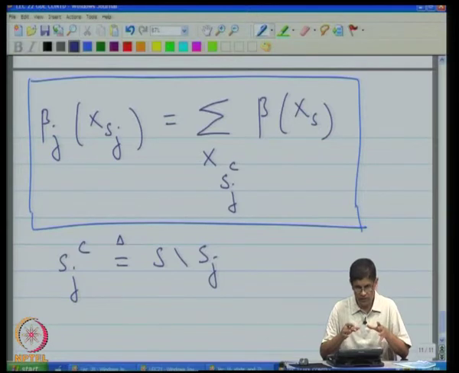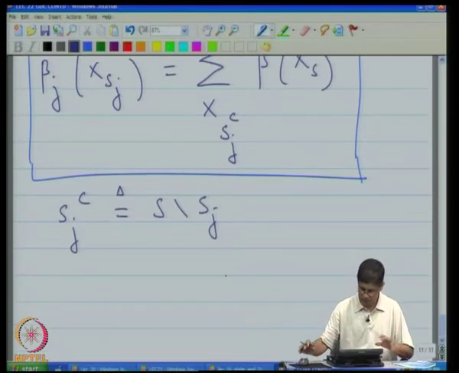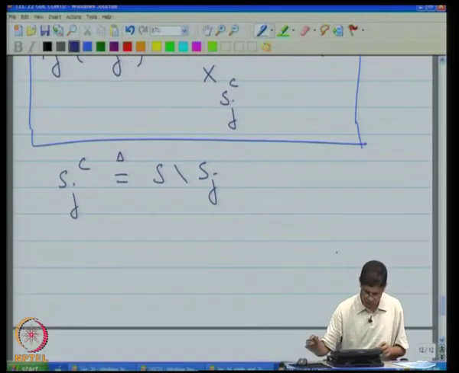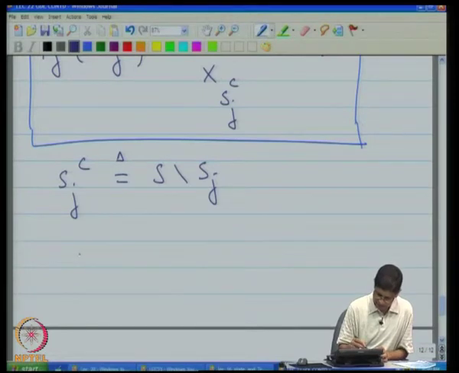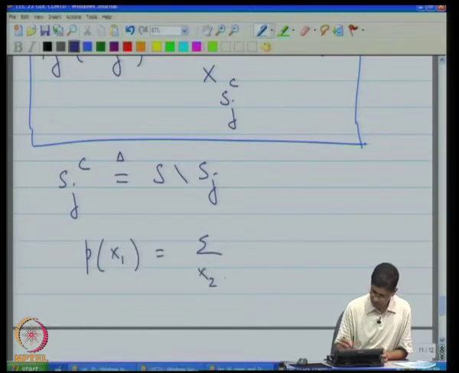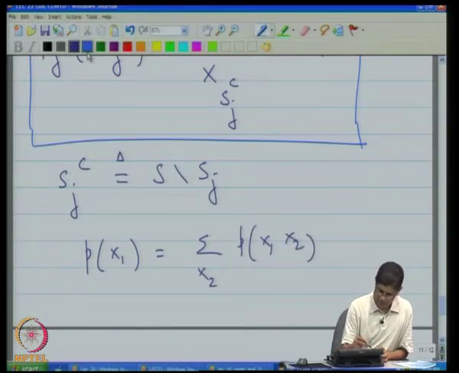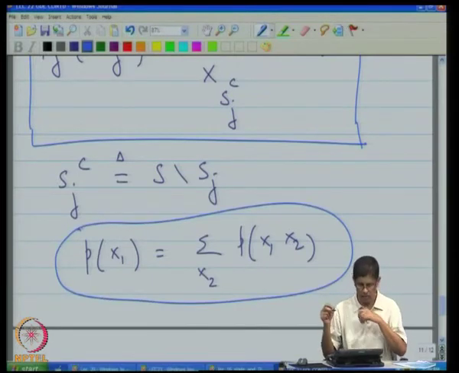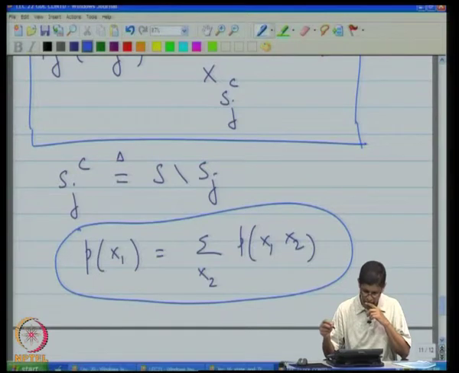It is called a marginalization because just like when we deal with probability, let me make a slight detour. In probability, when we write that p of x1 is equal to the sum over x2 of p of x1, x2, that is an instance of marginalization in probability theory.